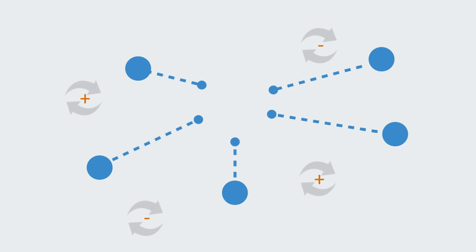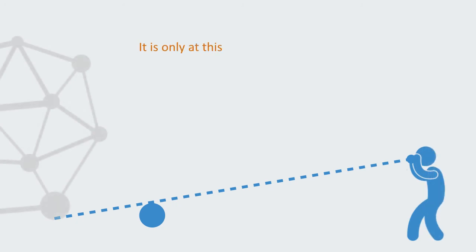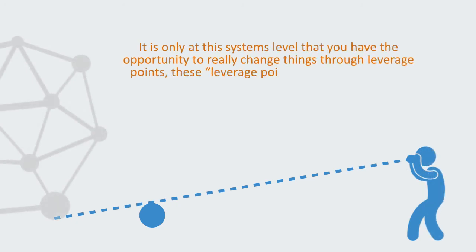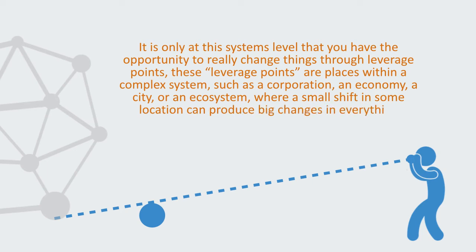If you're in systemic political deadlock, electing a new president is unlikely to change things much, because you're simply replacing a component in a broader system whose dynamics are set up to create the same behavior again. It is only at the systems level that you have the opportunity to really change things through leverage points. These leverage points are places within a complex system, such as a corporation, an economy, a city or an ecosystem, where a small shift in the connections can produce a big change in everything.